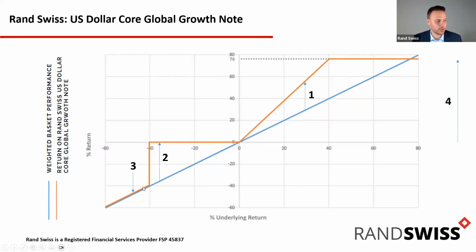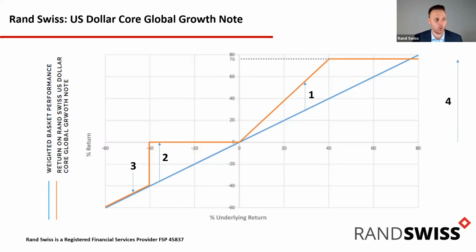If we're in scenario 3, which we'll look at there, we're just going to be tracking the market. We're going to be doing exactly what the weighted basket would do if you had gone into the equity market and bought a couple of ETFs. On the other hand, the other place that you're going to outperform is if the market is super, super strong, and we do more than 40% on this basket.